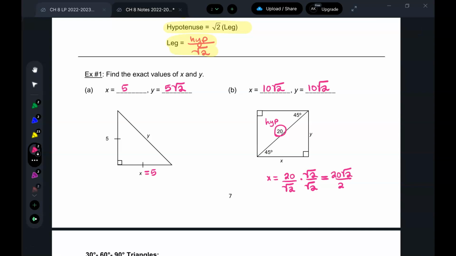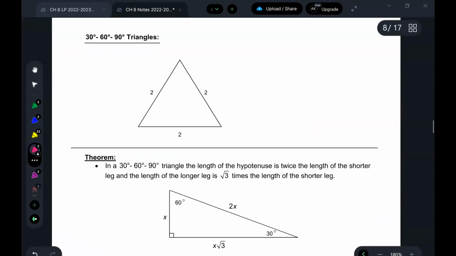Cool. Oh, that's cool. Is there a right triangle that's 50, 40, 90? There is, but there's no rule about it. Ray Allen. Reggie Miller. Kyrie.